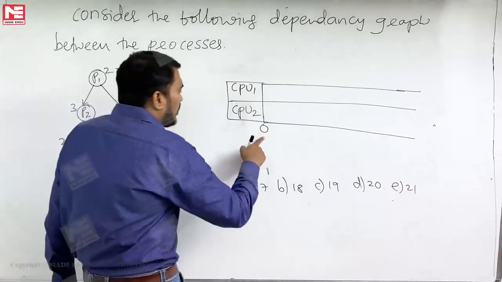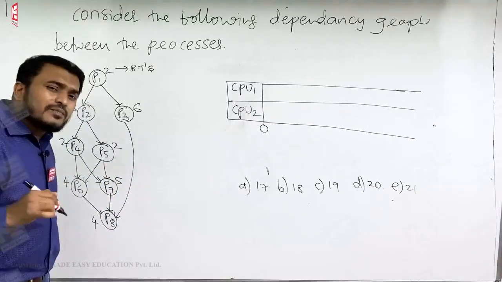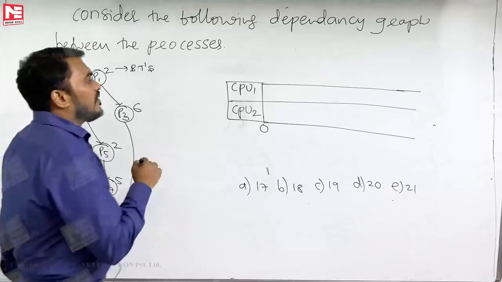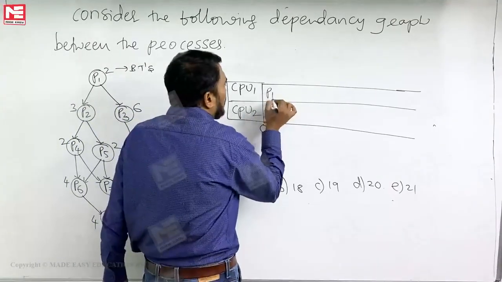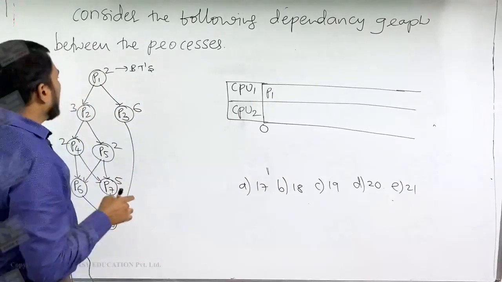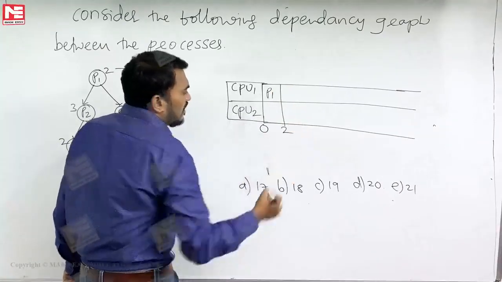At time 0, all are available, but remember what is important? Dependency is important. So you start with P1. Let's say both CPUs are freely available, so I am starting with P1 here. P1 requires how much time? 2 units of time. So P1 will complete at time 2.